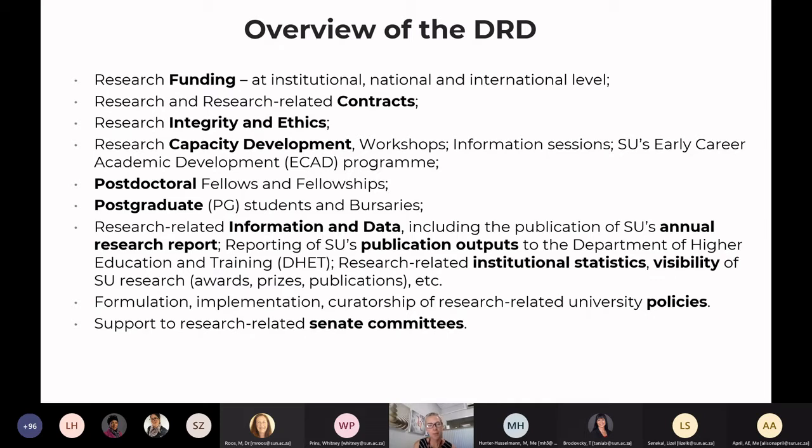And then we are responsible for the formulation and the implementation and the curatorship of a number of research-related university policies. And we provide support to the research-related Senate committees. So that's a whole mouthful, but I think you will get a better idea when I show you our organogram of how we structure ourselves to look after all of those areas.